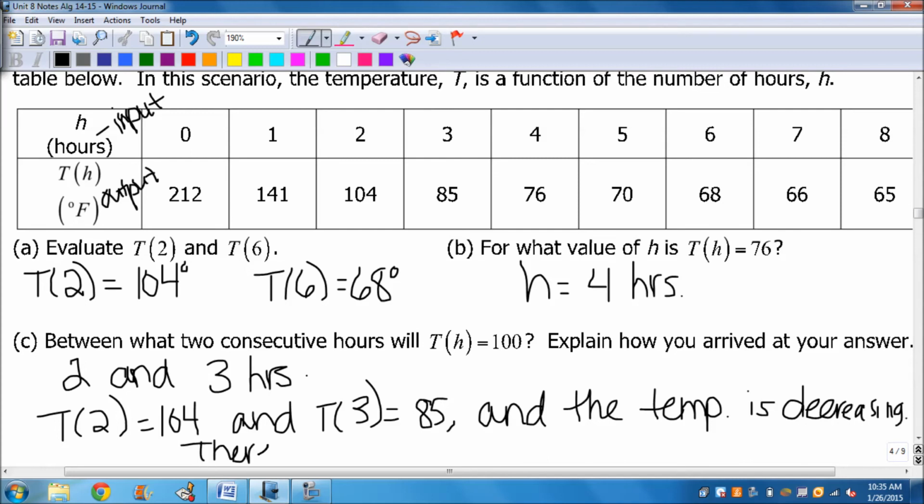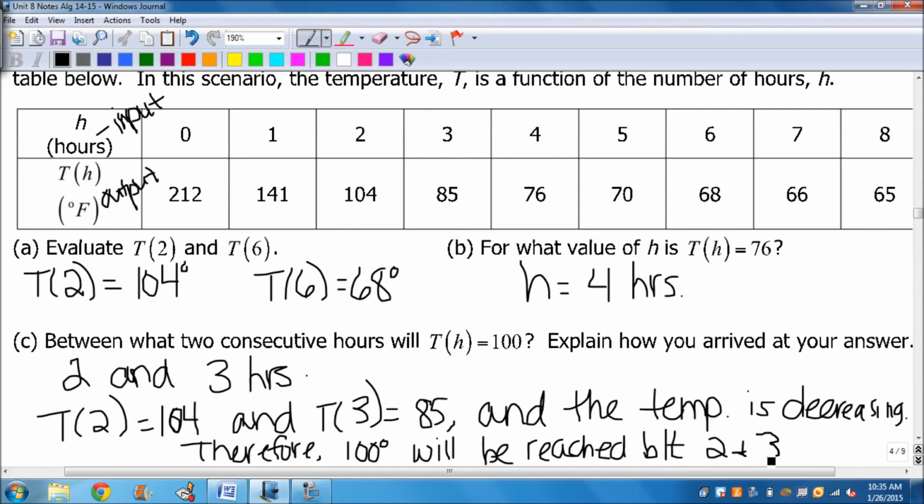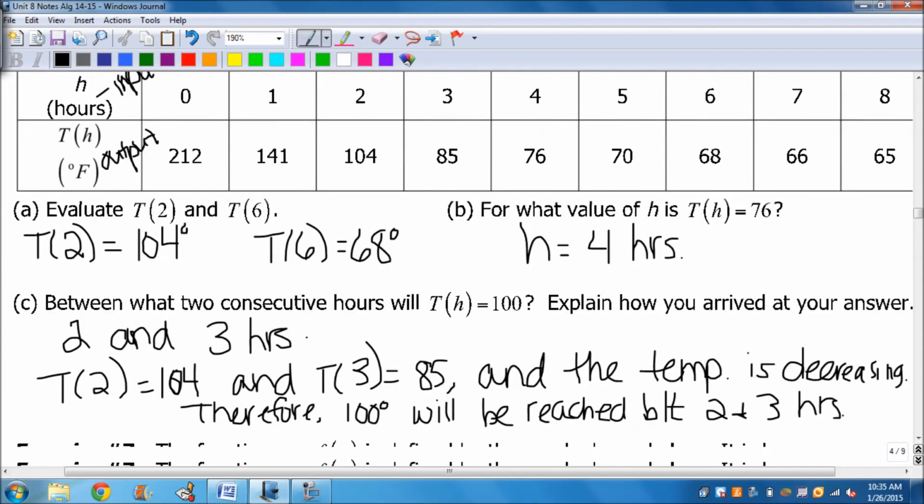Therefore, 100 degrees will be reached between 2 and 3 hours. Okay? So that's how you deal with charts.